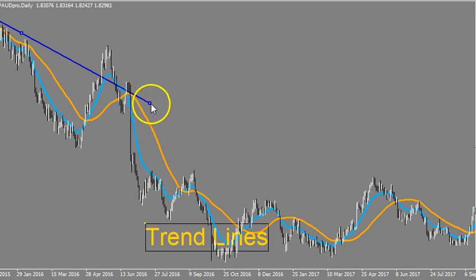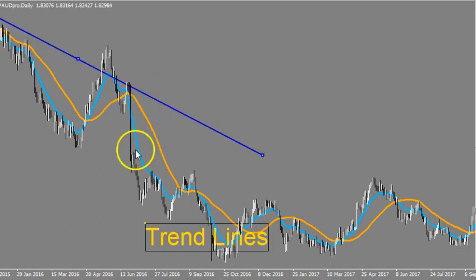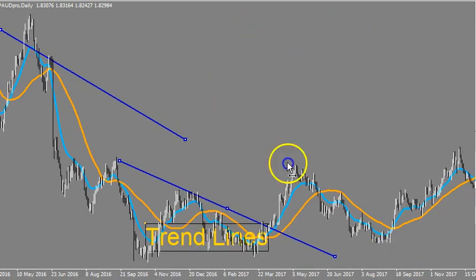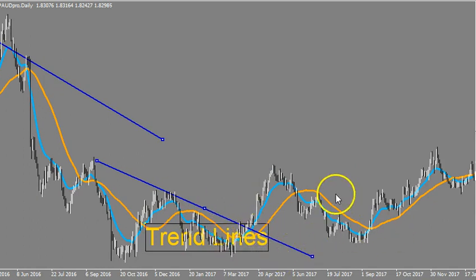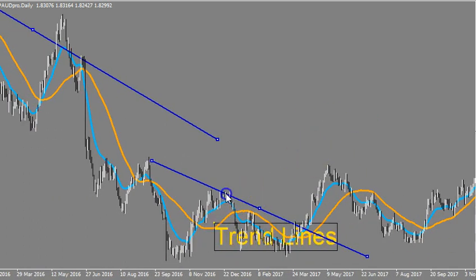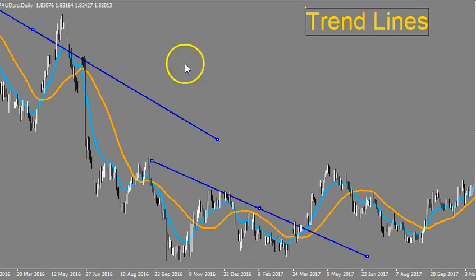Here you can see definitely below the trend line. And then you can look for reversals, but only look for reversals when you have a crossover.